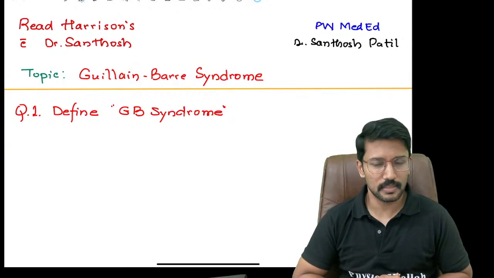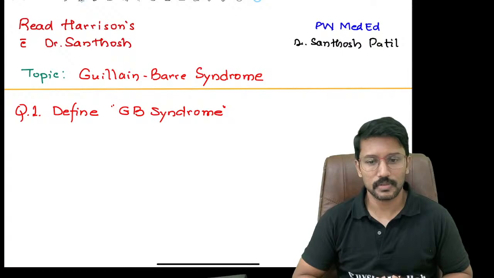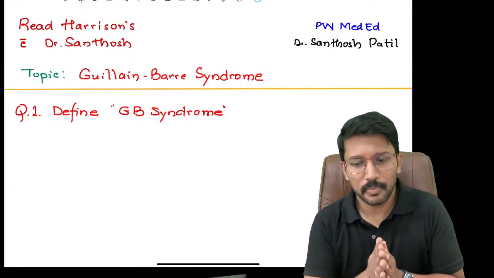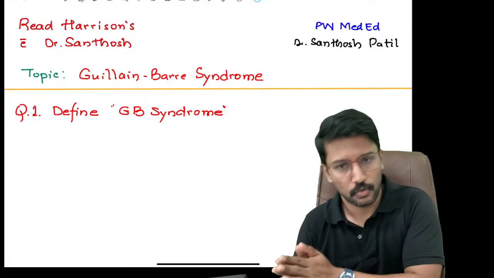Are we talking about a muscle disorder? Are we talking about a neuromuscular junction disorder? Or are we talking about a disorder of the peripheral nerves? What is it? Chandrapatra, absolutely right. So GB syndrome is a peripheral nerve disorder.